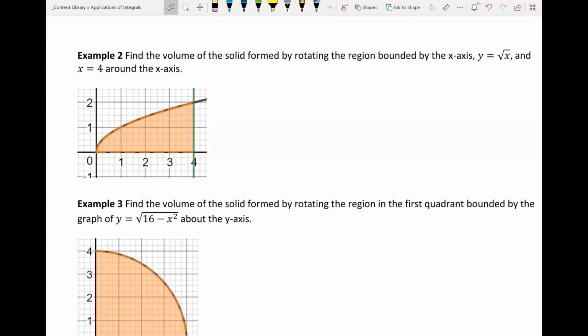Moving on to example 2. We want to find the volume of the solid formed by rotating the region bounded by the x-axis, y equals the root of x, and x equals 4. Okay, so we already have the picture here. We can draw the slice if we want to, or we can go ahead and think about what our radius is going to be. So according to the formula, we have pi times the integral from a to b of r of x squared dx.